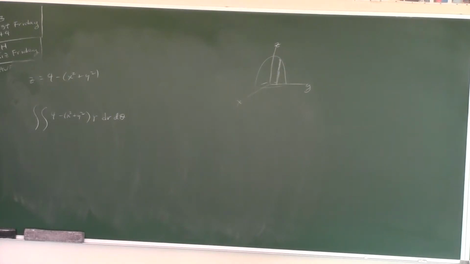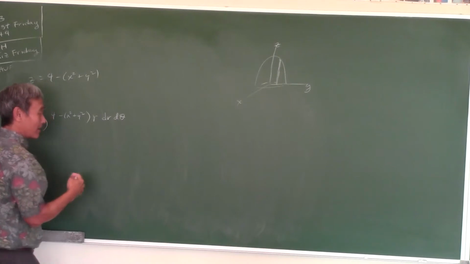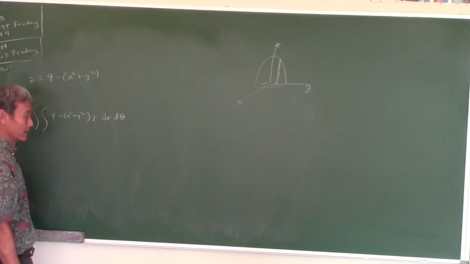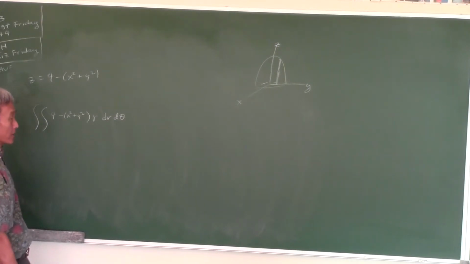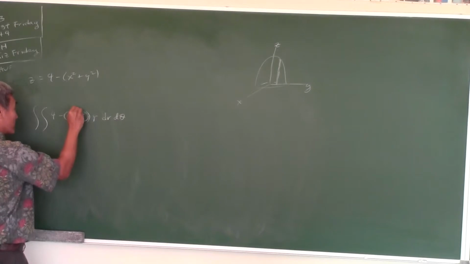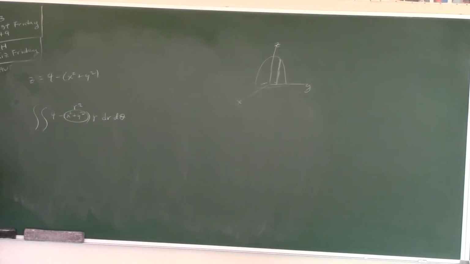Then what you have to do is figure out the limits. Now, when you're integrating with respect to r and d theta, what are you going to do with this x squared plus y squared? You have to remember your polar coordinate conversions. What is x squared plus y squared equal to? r squared. So anytime you have x squared plus y squared in your expression, that's a hint that you should use polar coordinates.